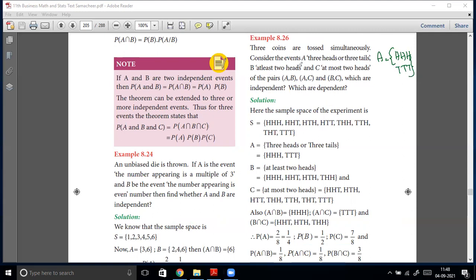Then B, at least 2 heads. So you have HHH, HHT, THH, then HTH. So this probability is 4 by 8. Then that probability is only 2 by 8.